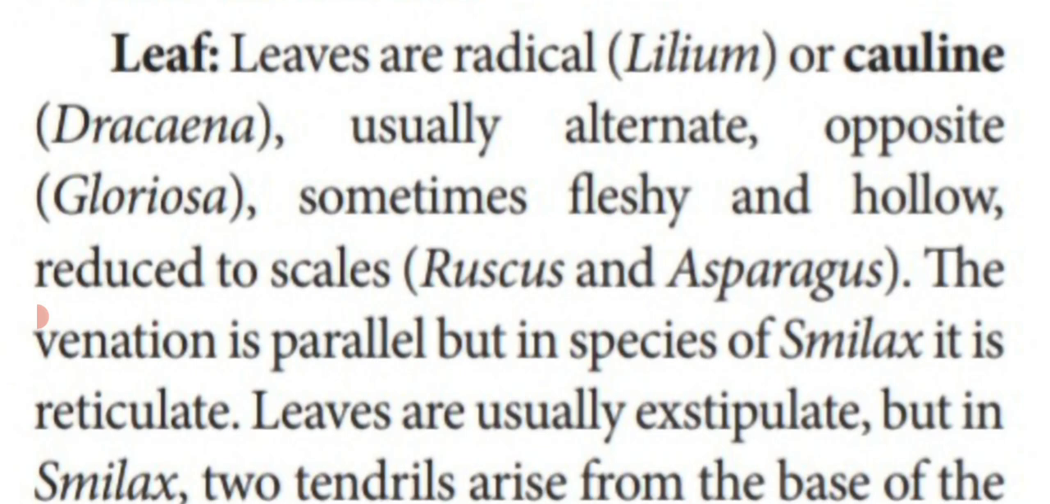Next one, leaf of the family Liliaceae. Leaves are radical or cauline. So cauline means what? The leaves look like they are arranged along the stem. That is said to be cauline or radical. Lilium and Dracaena. Then the leaves are arranged in an alternate position, in a zigzag manner, left, right, like that.